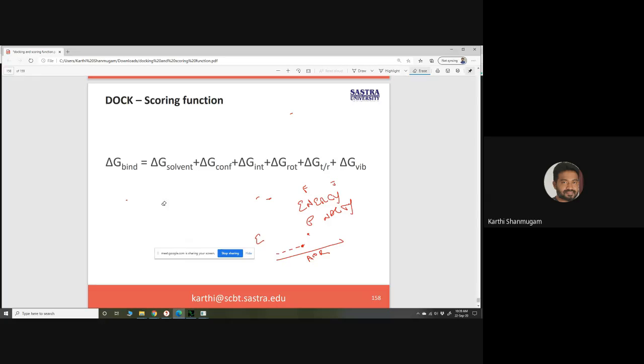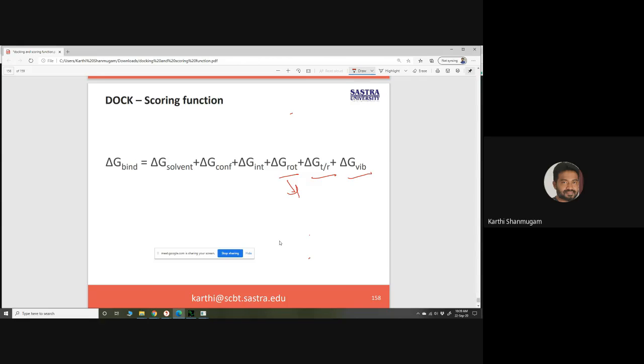I hope you are connected till I explained the delta G int. So the next three parameters are very simple, right? This you might study in your physics in your 11th or 12th standard. So the delta G int is just now what I explained. So delta G ROT, delta G TR, and delta G vibe, right?